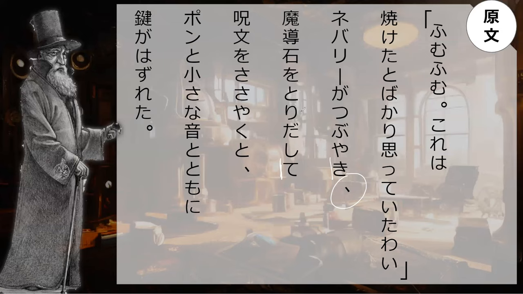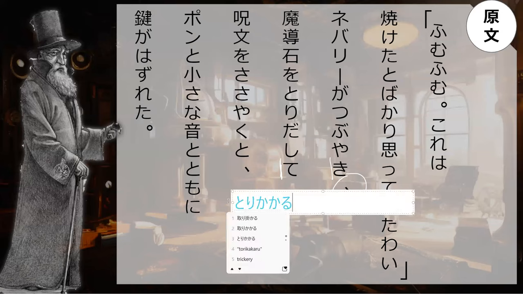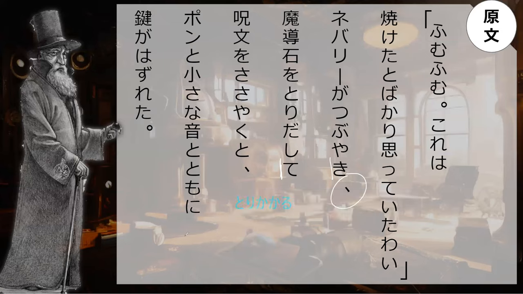Toridashite means to start. So he starts. So you're thinking about tori kakaru. Tori kakaru means to start, which is tori, to take, and kakaru, to start. To start taking. This is toridashite from deru. Right, this here is he takes out the stone. He takes out the magic stone.